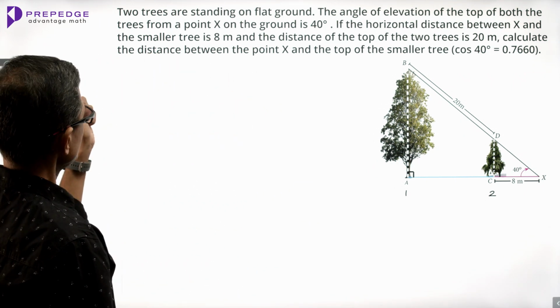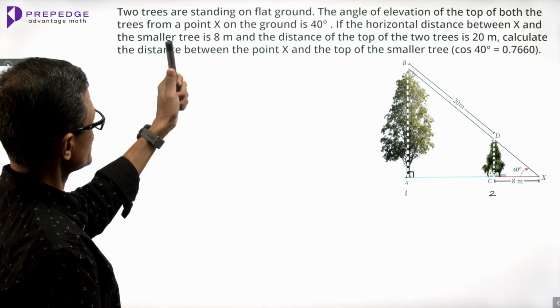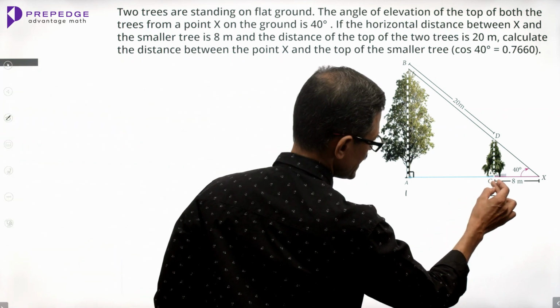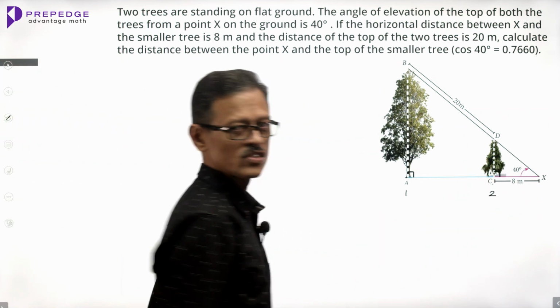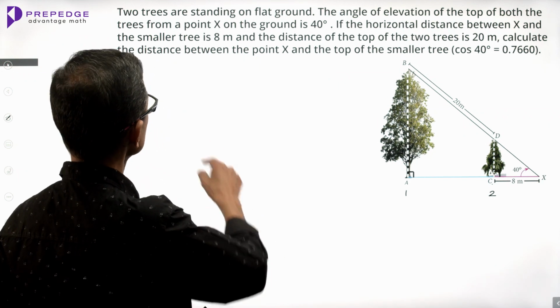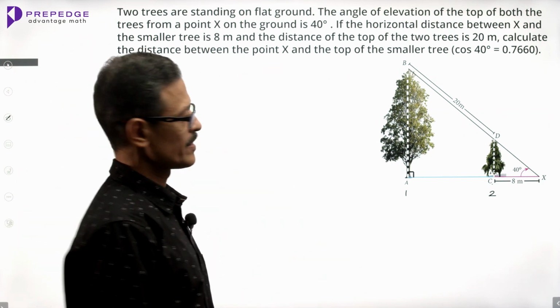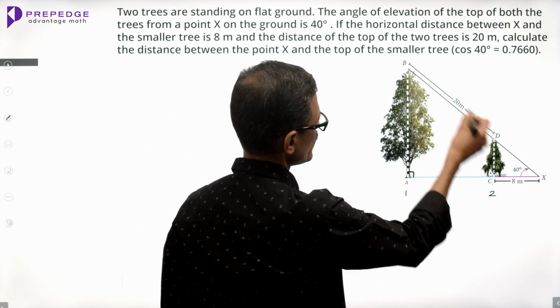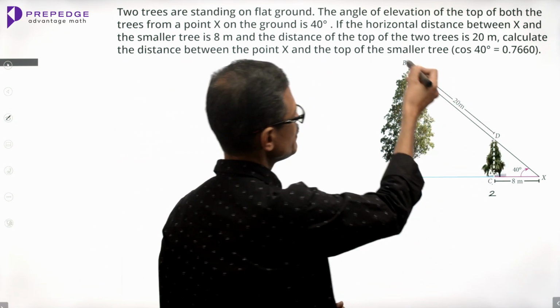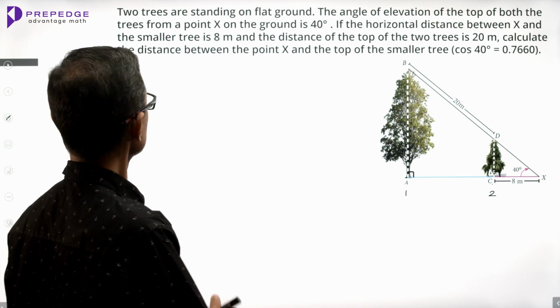The horizontal distance between X and the smaller tree is 8 meters. The smaller tree is at C here. The horizontal distance works out to 8 meters. And the distance between the tops of the two trees is 20 meters. That is, DB is equal to 20 meters.